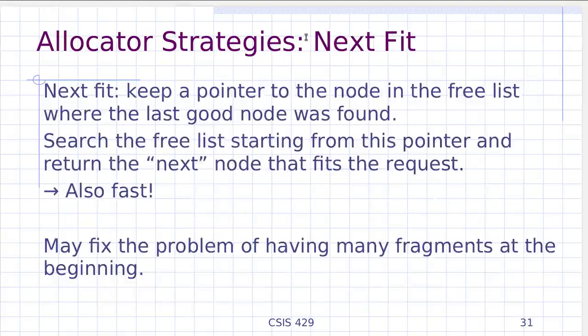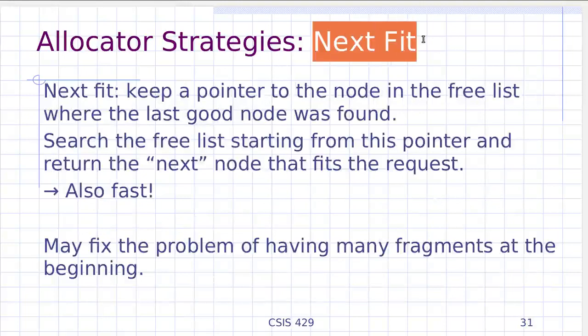Another strategy for allocating is next fit. The idea is pretty much the same as the free list, except that you keep a pointer to the node in the free list where the last good node was found. Whatever you allocated from, you take out some chunk and then you put the remaining back into the free list, and then you start searching at that point where you left off with the last malloc, essentially. So search the free list starting from this pointer, which was the result of the last malloc, and then return the next good fit.